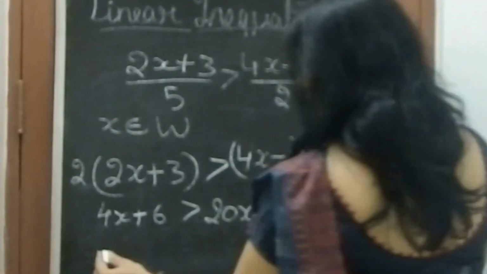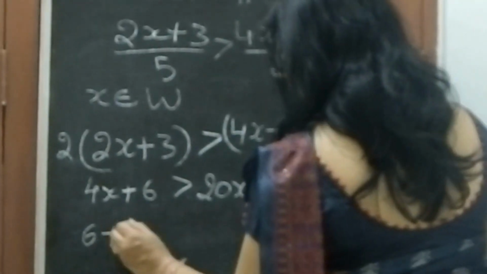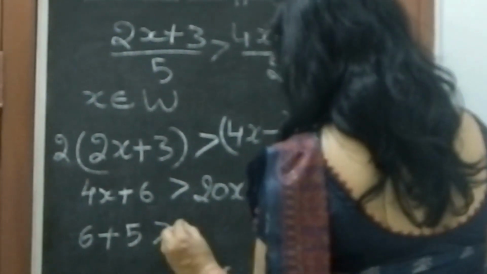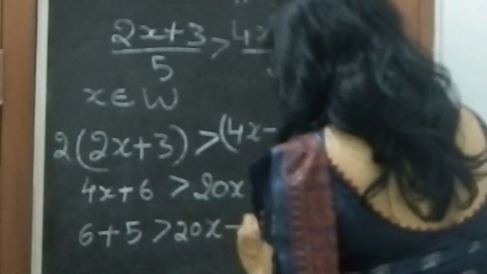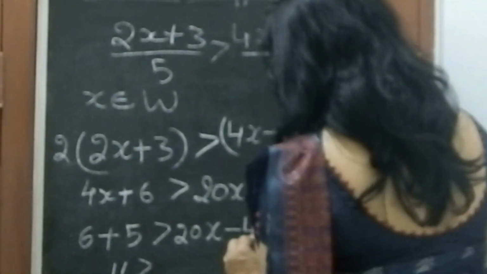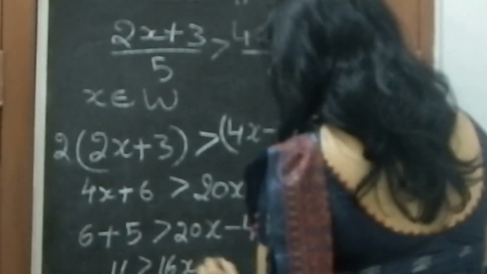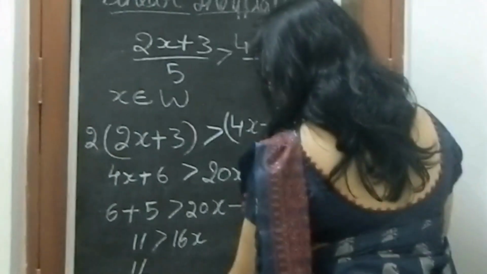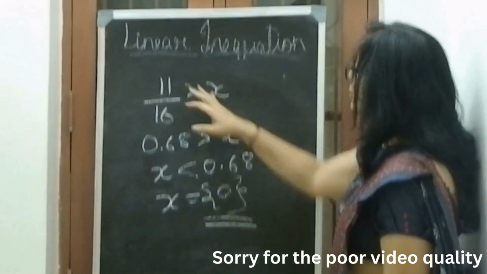Okay. Now what I'll do, 6, I will take 5 to this side, plus 5 is greater than 20x minus 4x. So I'll get 11 is greater than 20 minus 4, which is 16x. So then what can I do? 11 by 16 is greater than x. So friends, we got 11/16 is greater than x.